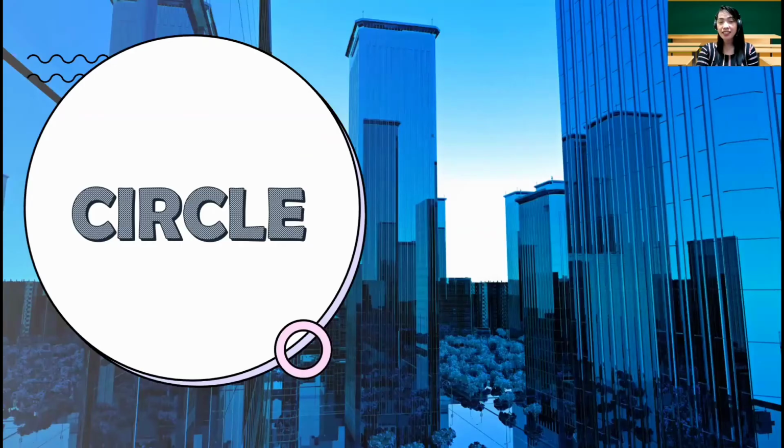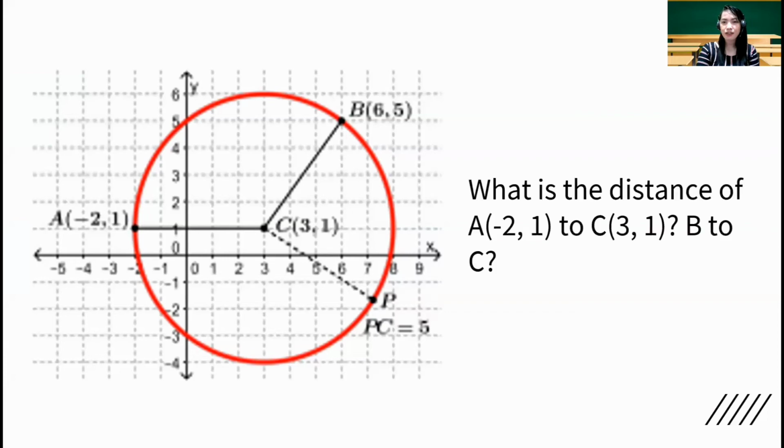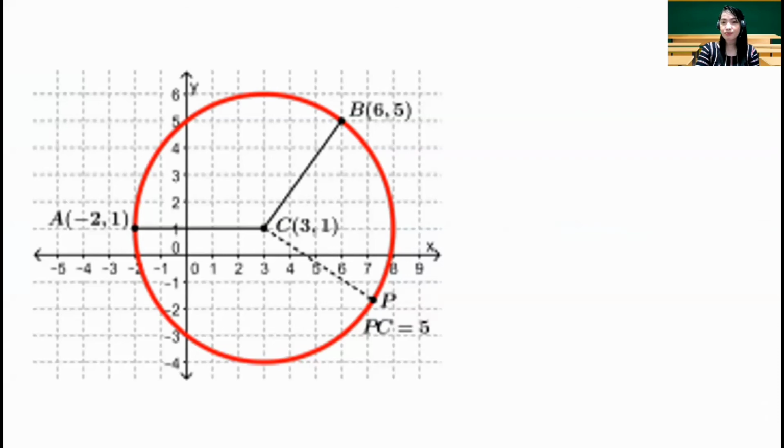Let's define a circle using this figure. In the graph, there are 4 points, namely point A (-2, 1), point B (6, 5), point C (3, 1). From point P to C, the distance is 5 units. Now, what is the distance of point A (-2, 1) to point C (3, 1)? How about the distance of point B to C? Do they have a common distance?